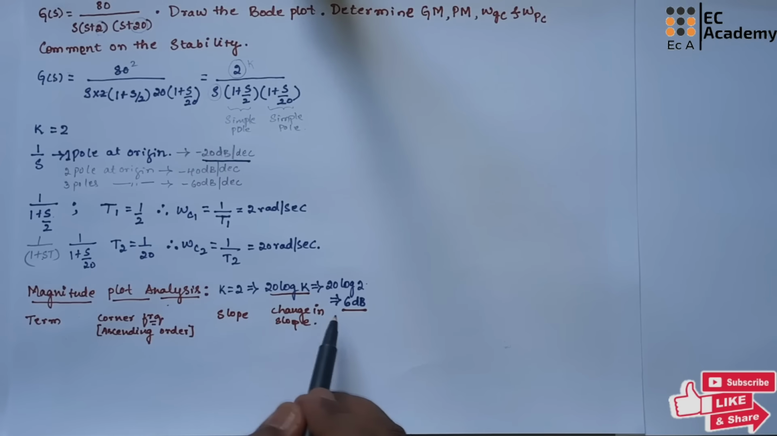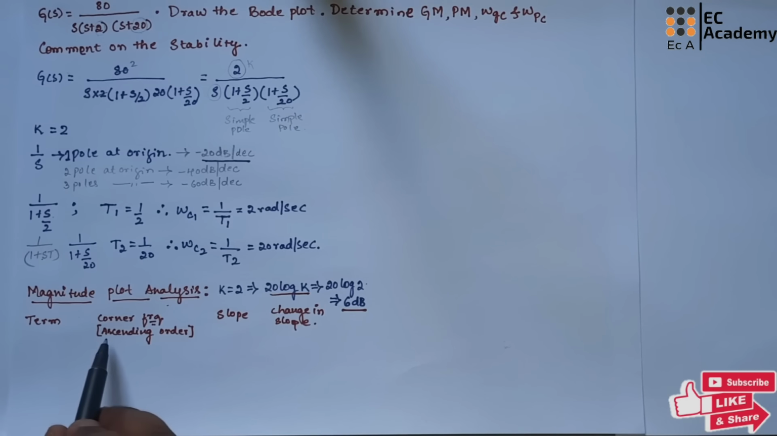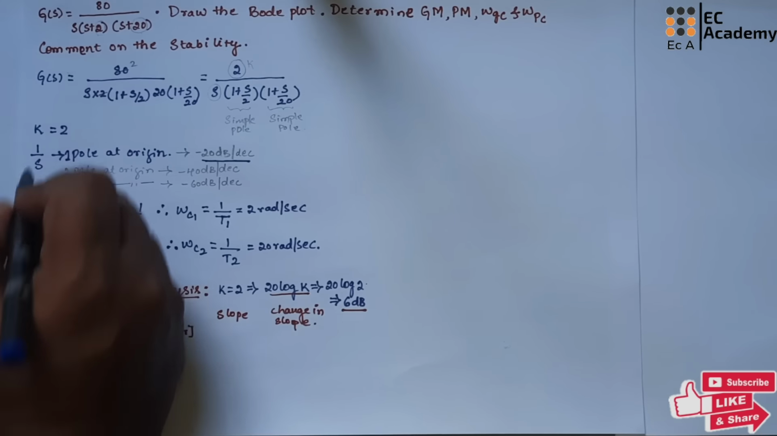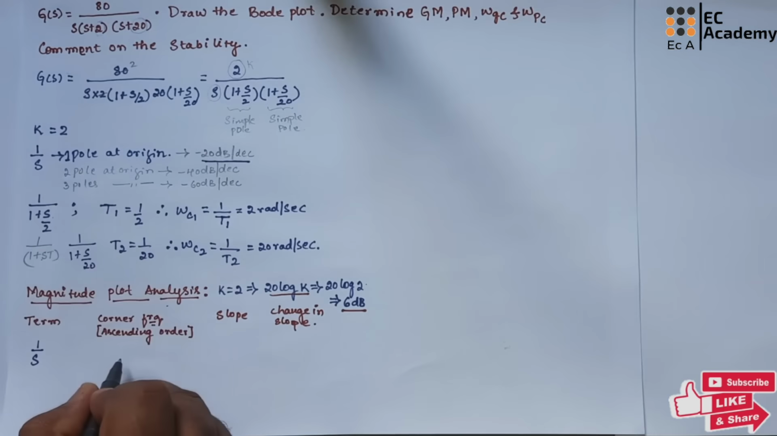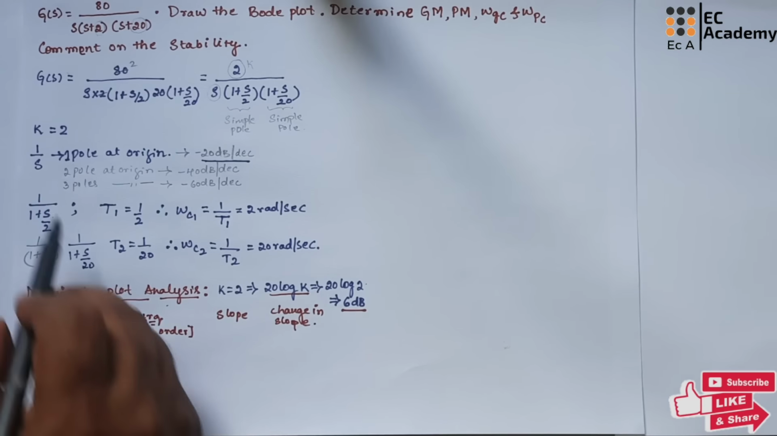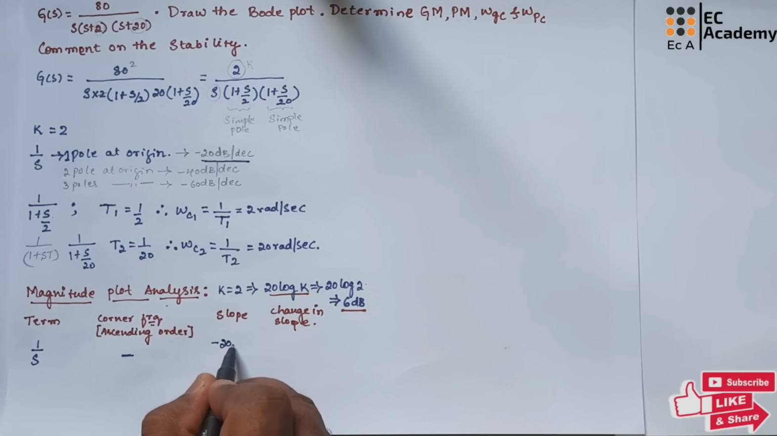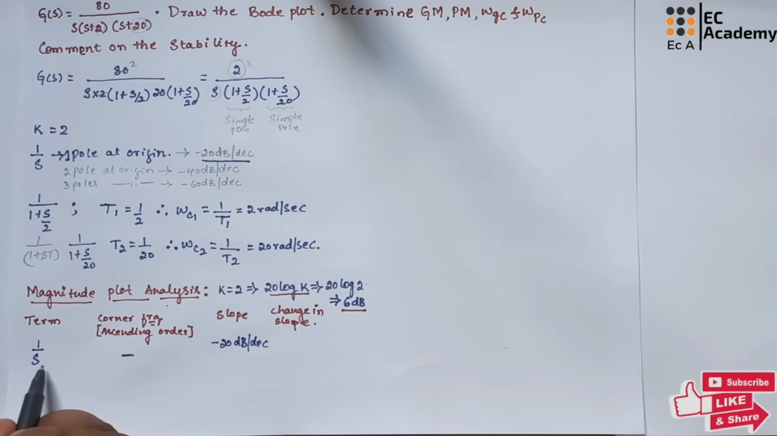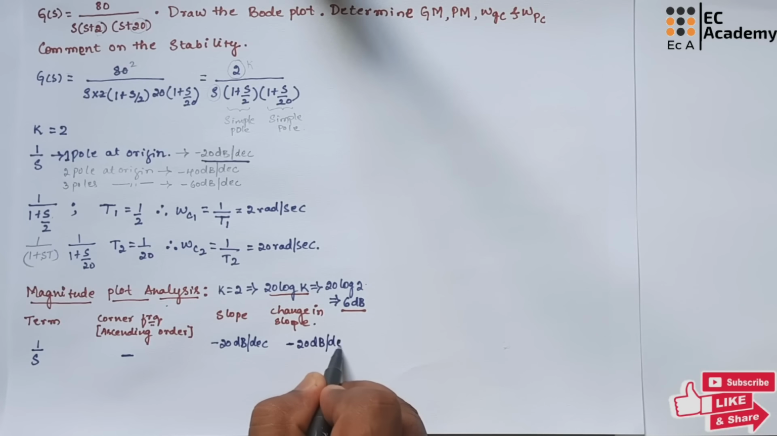So while plotting the graph, we'll understand this. Next, we need to take terms, corner frequencies in ascending order, slope and actual change in slope. Okay. So here the first term is 1 by s. So we don't have any corner frequencies in this, so we'll write dash here. So slope for this one pole at the origin will be minus 20 dB per decade. So change in slope will take the same value because it is the first term. So we'll write 20 dB per decade.